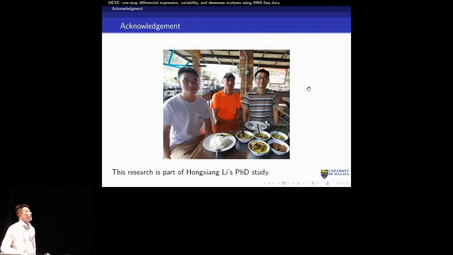Here on the right side is my supervisor, Dr. Kang, and in the middle is Dr. Hiroshi from Kyoto University. He gave me a lot of suggestions for plotting the figures.